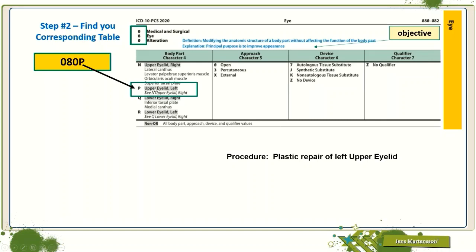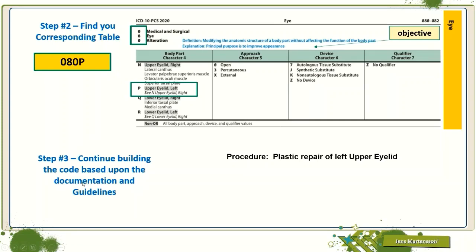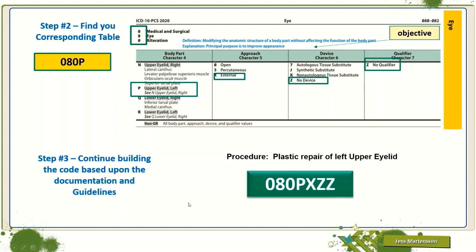Now, what do we do from here? Third step, we continue building the code based upon the documentation and guidelines. Based upon this documentation, our fifth character approach will be external. Our documentation will have to state that it's either open or percutaneous, and the default of an eyelid procedure will be external. The next character will be for our device. There's no indication that a device was left in or on a body part, so therefore, no device. And finally, the only seventh character value that we have is Z. So our code for plastic repair of left upper eyelid is 080PXZZ. Okay, coders, are you with me? Just want to make sure you're with me.